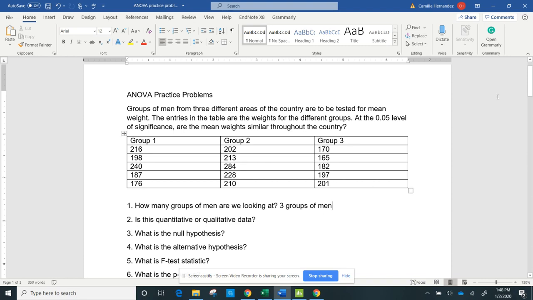So is this qualitative or quantitative data, right? This in the table is quantitative data because it's weights. It is separated by qualitative groups, but look in the groups, the actual data you see is quantitative.